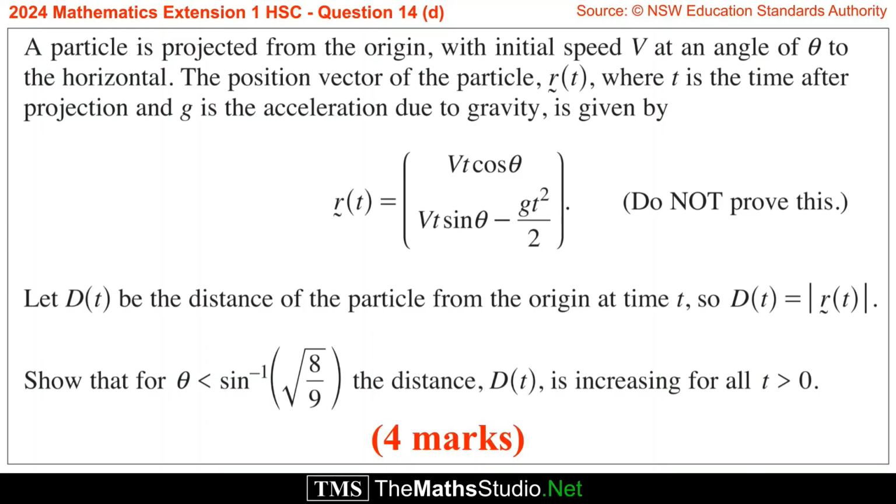Do not prove this. Let d of t be the distance of the particle from the origin at time t, so d of t equals the magnitude of vector r of t. Show that for theta less than inverse sine of the square root of 8 over 9, the distance d of t is increasing for all t greater than 0.